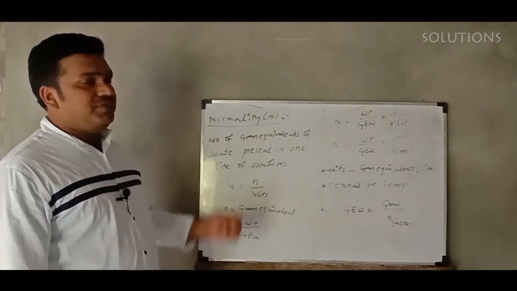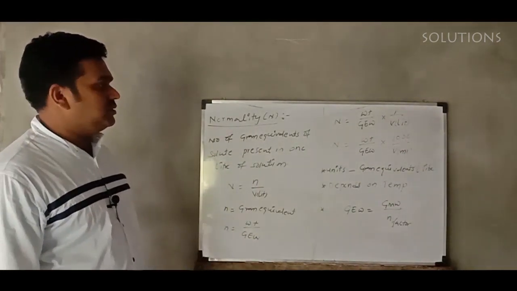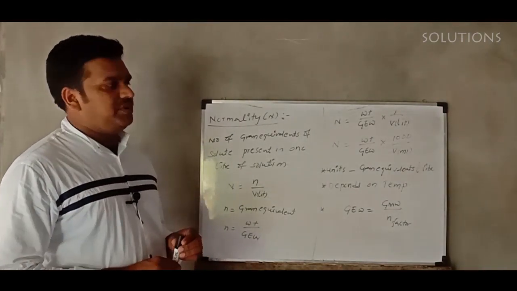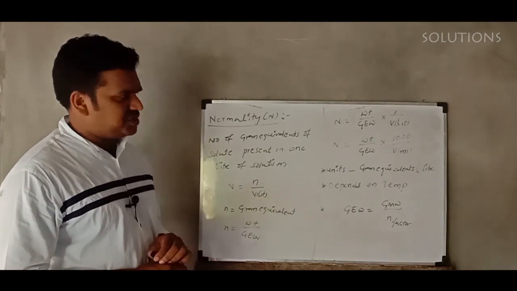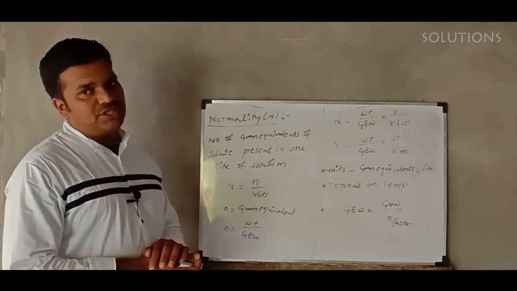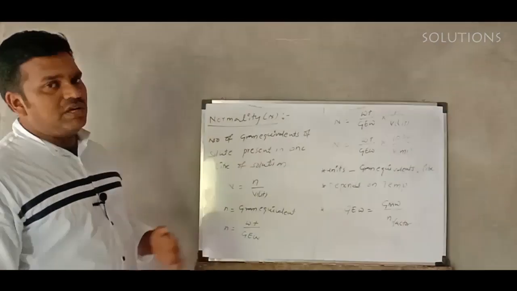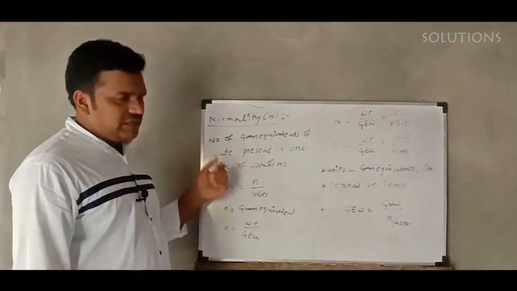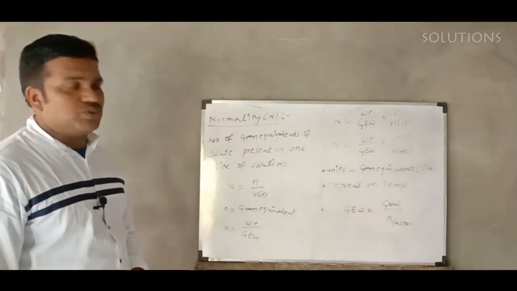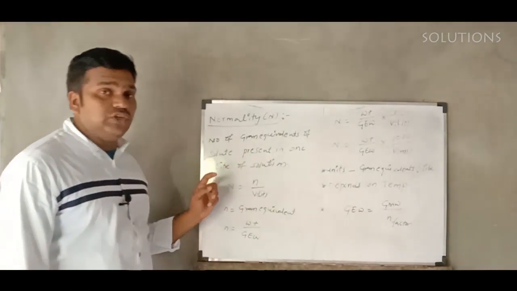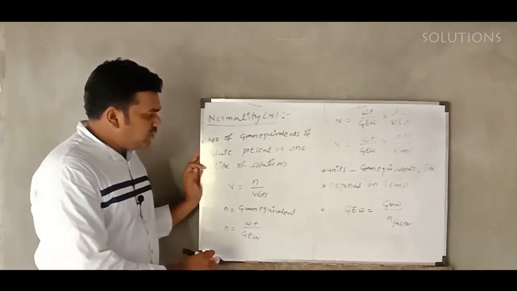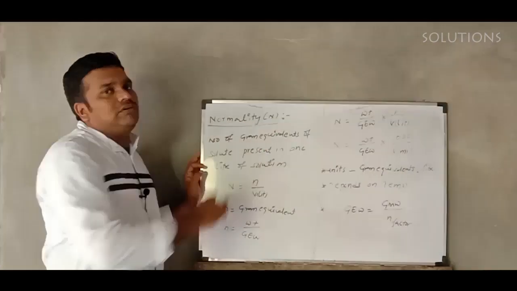So the next concentration term is normality. This normality concept is very, very important in objective questions. Particularly we may get questions in stoichiometric calculations, the equivalent concept and so on. We compulsorily use the normality concept. So what is normality? We can define it like this: number of gram equivalents of solute present in 1 liter of the solution we call normality. Normality is generally denoted by capital N.